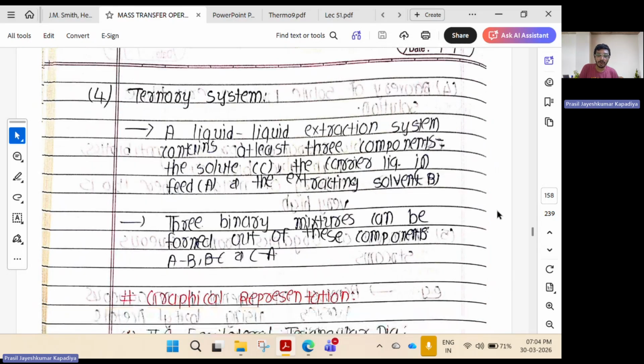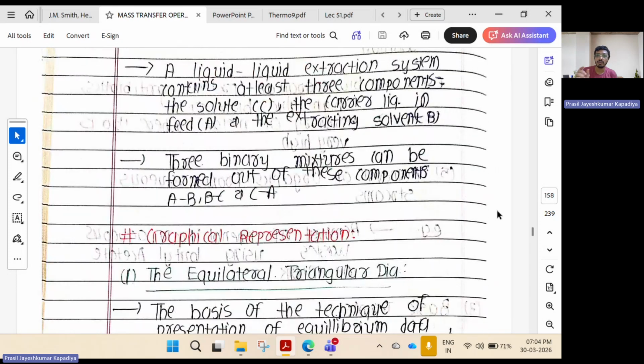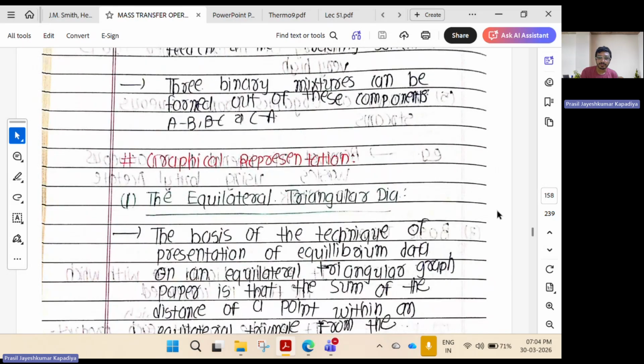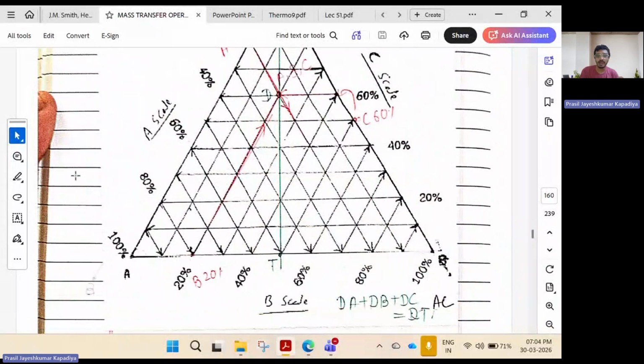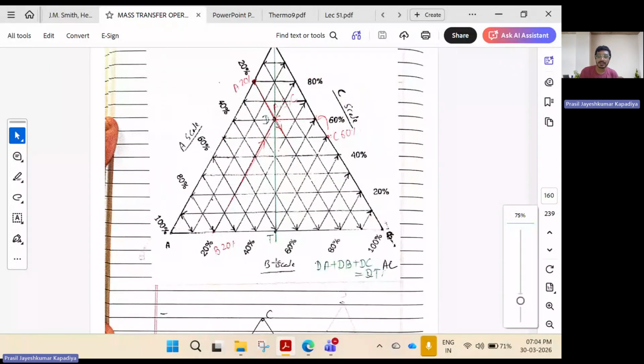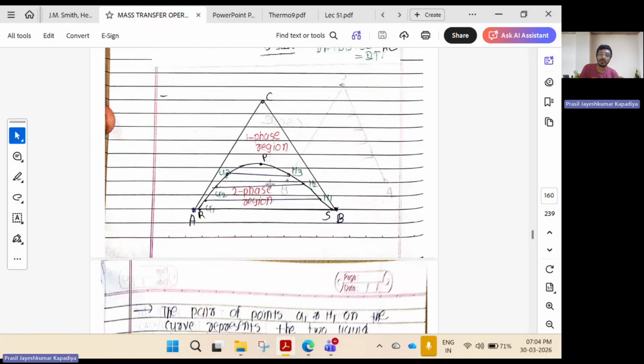In distillation we had one liquid phase and one vapor phase, so there were only two components, and we have an XY diagram. But here, in liquid extraction, we have three components: solute, solvent, and feed. So we should have a ternary diagram. It looks something like this. This represents A, this represents B, this represents C, and based on this we can find out the concentrations. This is the one phase region and this is the two phase region.